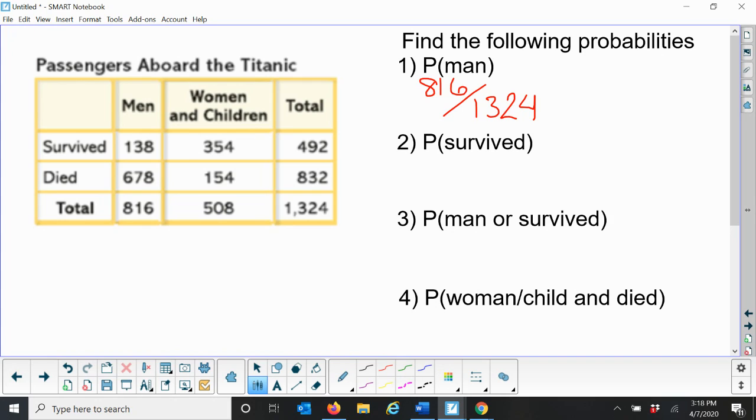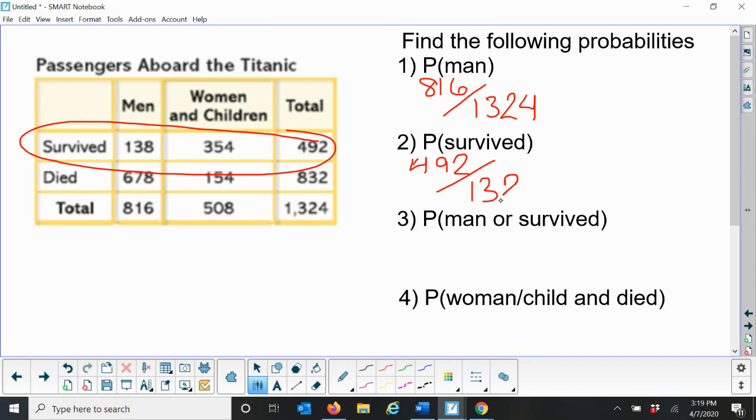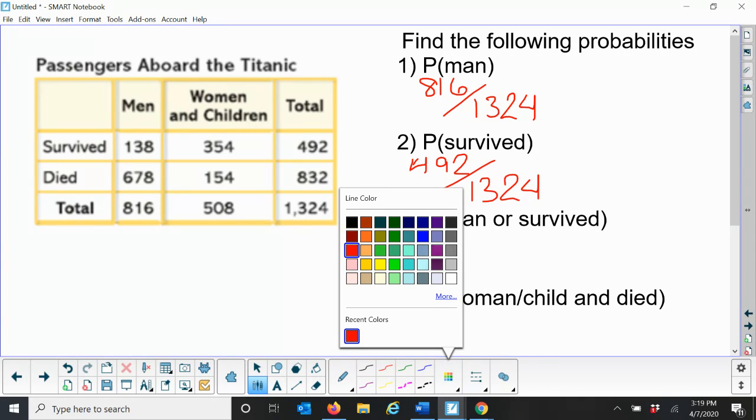For my second one, the probability that I pick somebody who survived. So I look at my survived row and I see that even though it's broken down by men and then women and children together, I just want to know just the total number of survivors, and I'm not worried about their gender or even if they were a child. And so I'm looking at 492 survived out of 1,324 people who were aboard the Titanic. And so that would be my probability that I picked somebody who survived on the Titanic.